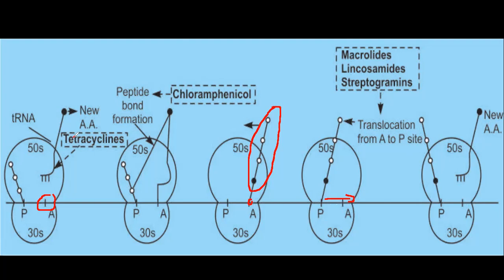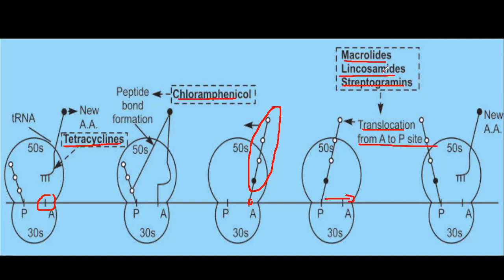Now, we have these drugs you can see here. Tetracycline binds to the A site and prevents a new transfer RNA carrying a new amino acid from binding to it. Chloramphenicol inhibits the enzyme peptide transferase. Then we have another group of drugs which inhibit the translocation from the A site to the P site, and they include macrolides such as your erythromycin, lincosamides such as your clindamycin and lincomycin. Then you have streptogramins, dalfopristin and quinupristin.